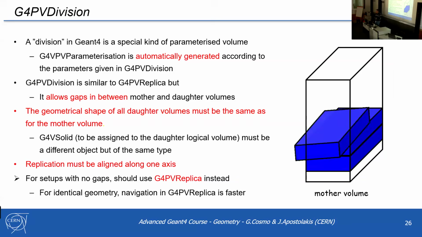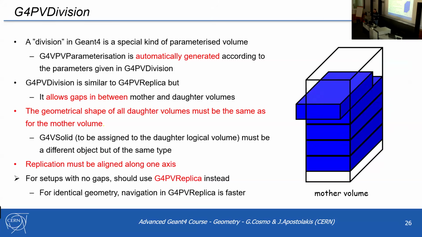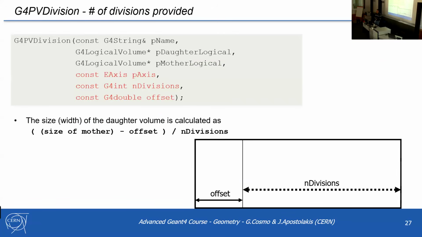So that's what a division would look like, and you see, you define a gap, and then it will fill up until the number of replicas that you want. There are different ways to build a division, with different constructs. The first one is this. All of them will have a name, a pointer to the daughter logical volume and a pointer to the mother logical volume. Then they will have, in this case, the axis of replication, the number of divisions, and the initial offset that you want to define from the mother volume.